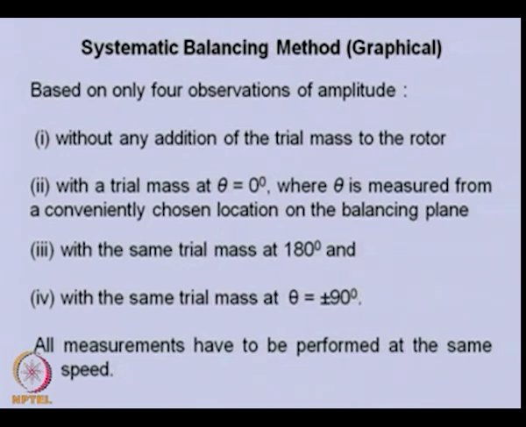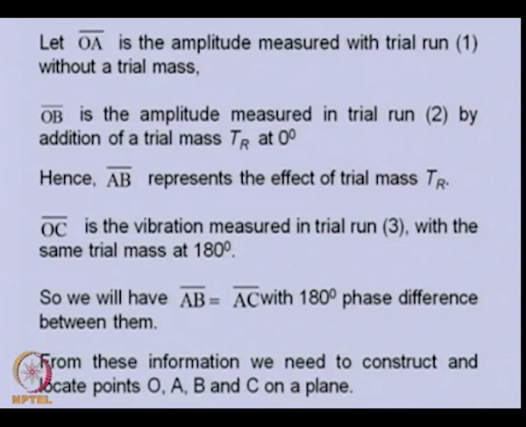Now let us see what measurements we have done and how to analyze them. Let OA be a vector, and we know its amplitude, which is the amplitude of vibration when we are running the machine without any trial mass. That is the first measurement.